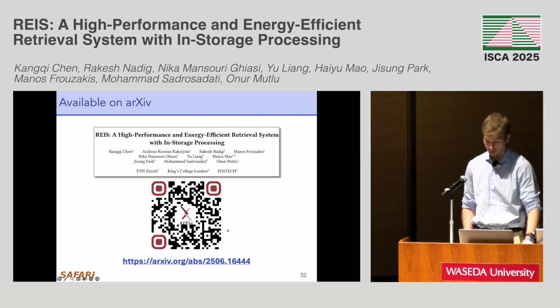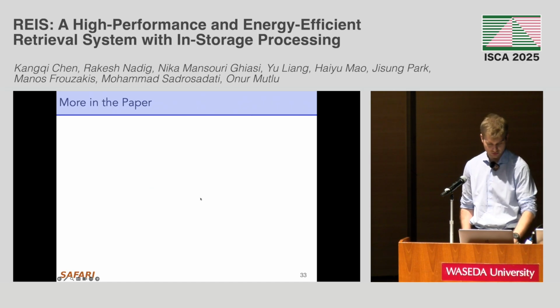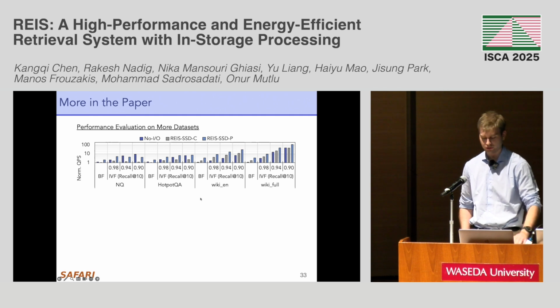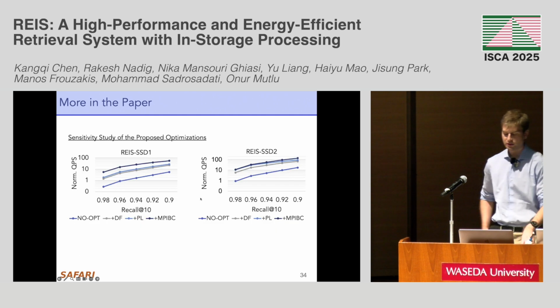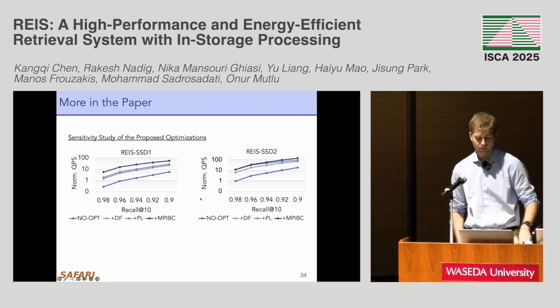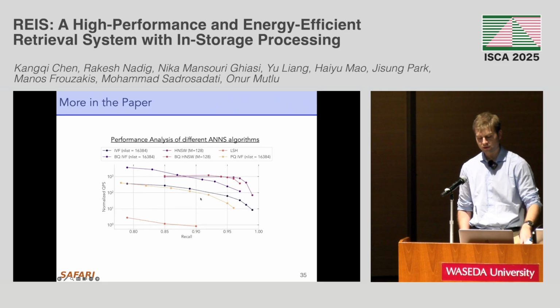Our paper is available on arXiv, and in the paper you will find a lot more evaluation. For example, a performance evaluation on more datasets, energy efficiency evaluation on more datasets, a sensitivity study on the effects of the proposed optimizations, DF, PL, and MPIBC, and there is also a performance analysis of different ANNS algorithms, which justify our selection of IVF.